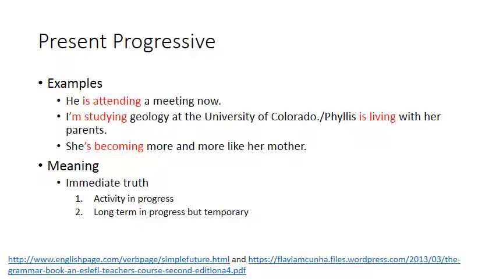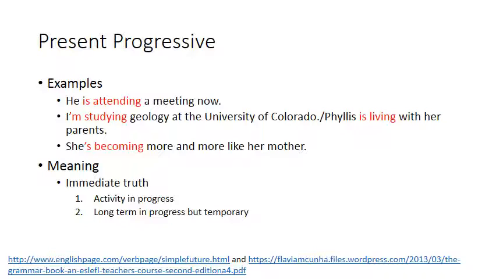The second example is the same, but this is a better example of the meaning of temporary. So Phyllis is living with her parents. This is a repeated action, but the living part of it is long term. It's not just right at this minute, but it's going to continue over a long period of time. But the important thing about Phyllis is living with her parents is that it means it's temporary, meaning that she started sometime in the past and she'll continue into the future, but it will stop. It's not going to continue.